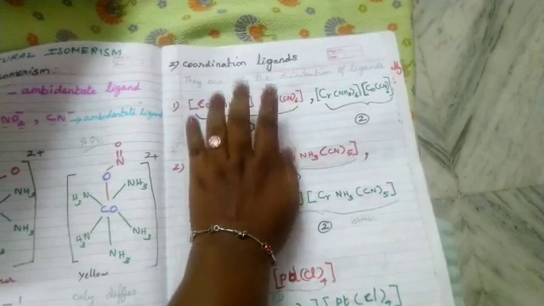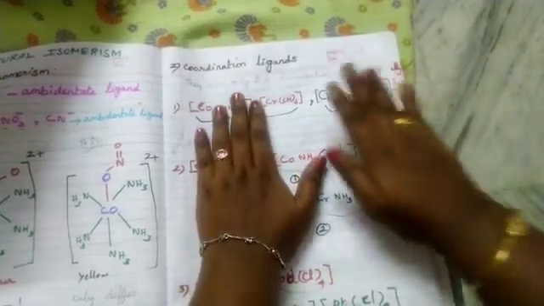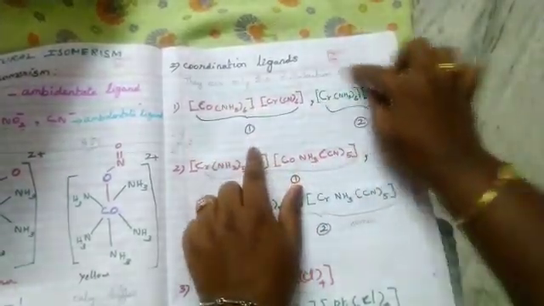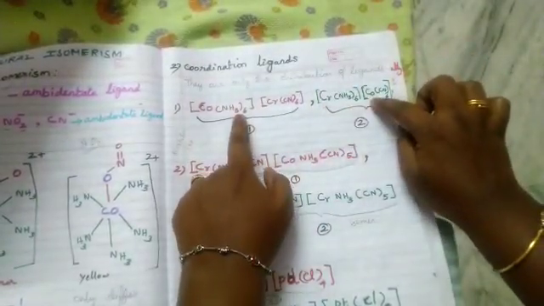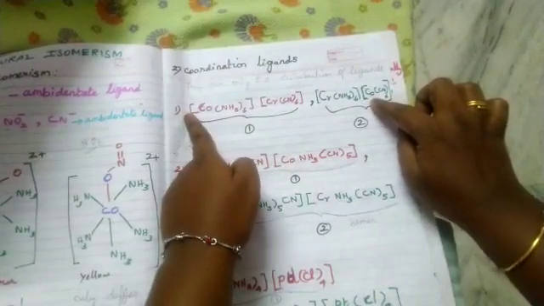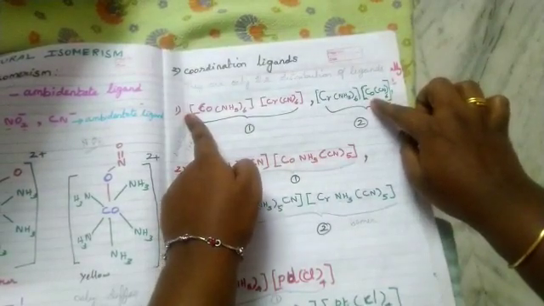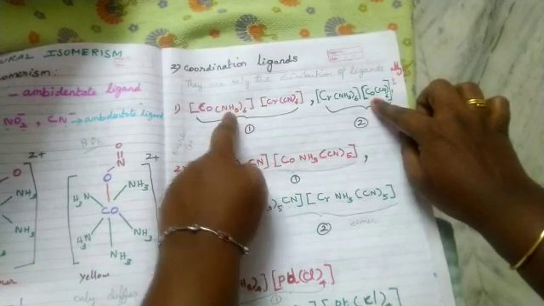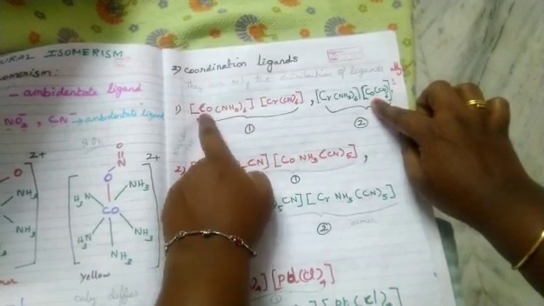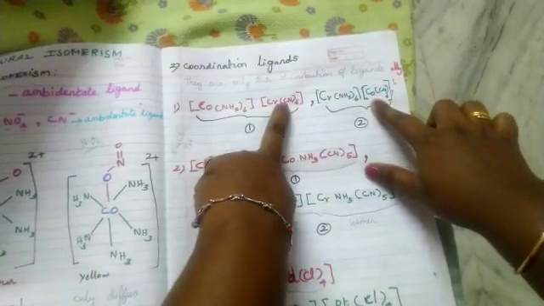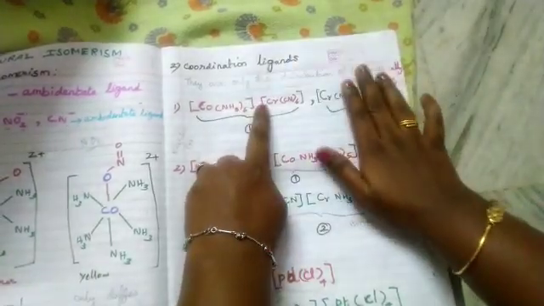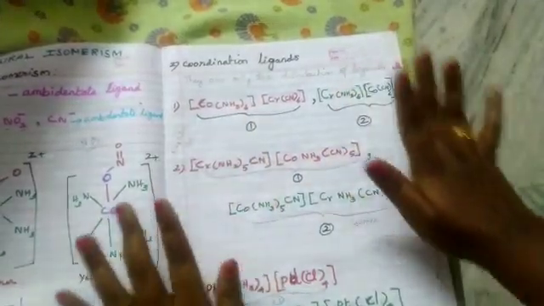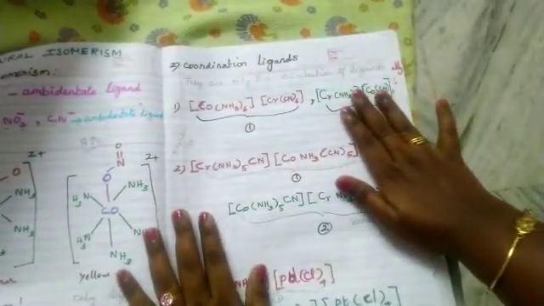So what is the isomer of this complex? This is the isomer of this complex. What is the change? The central metal atom changes. So here the chromium is attached to the ammonia and the cobalt is connected to the cyanide. It is the reverse of this complex, and it is an isomer of this complex. That is coordination isomerism.